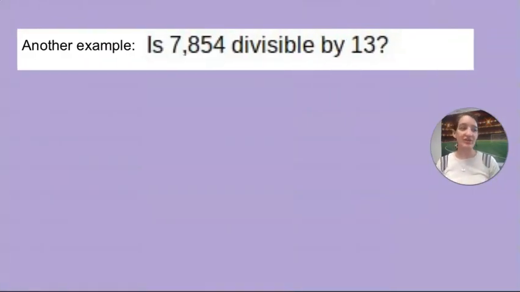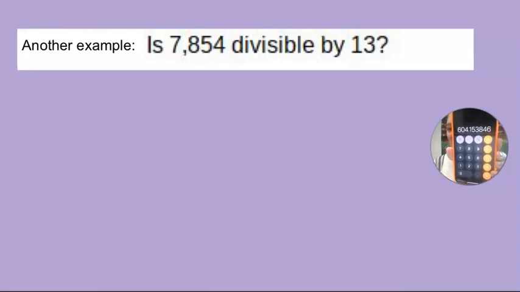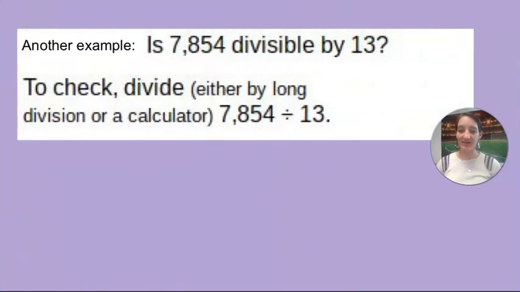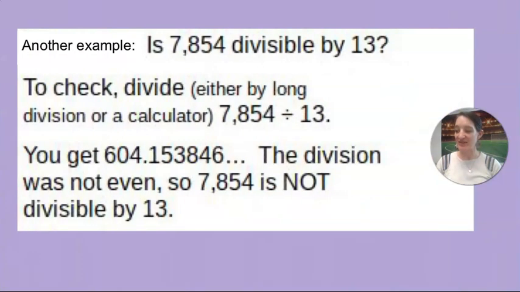Okay, another way you can look is you can use a calculator. If I want to know if 7,854 is divisible by 13, I can plug it into my calculator and I end up with a really yucky answer with a lot of numbers behind the decimal, which means that there's a remainder. So when I plug it into my calculator like this, I end up with a big long number with lots of numbers behind the whole number. So it is not divisible by 13.